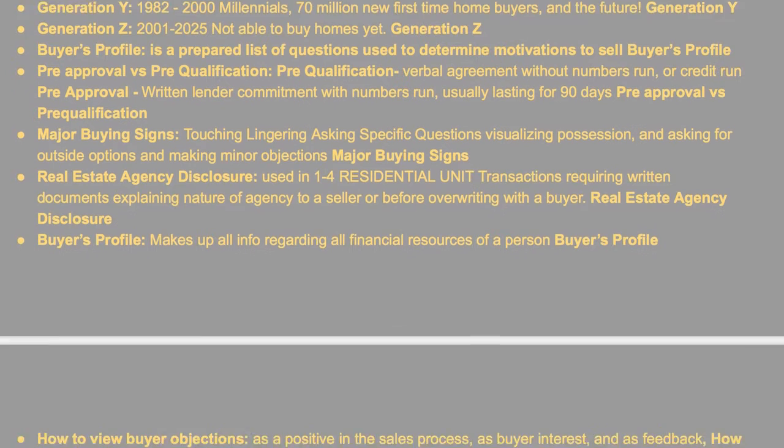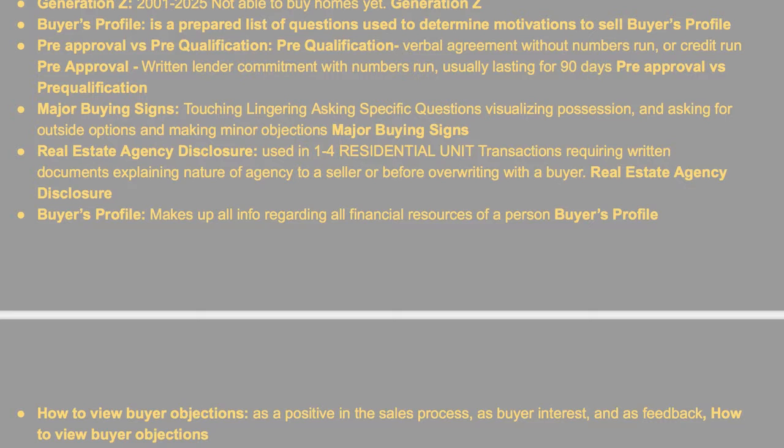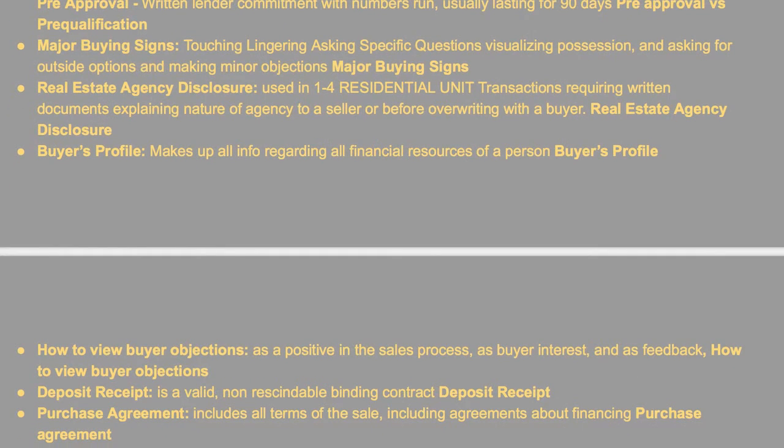Deposit receipt is a valid, non-rescindable binding contract. Purchase agreement includes all the terms of the sale, including agreements about financing. Earnest money deposit, also known as consideration, is a buyer's deposit in cash or check, about 1 to 3% of the purchase price, to show real interest in the property.